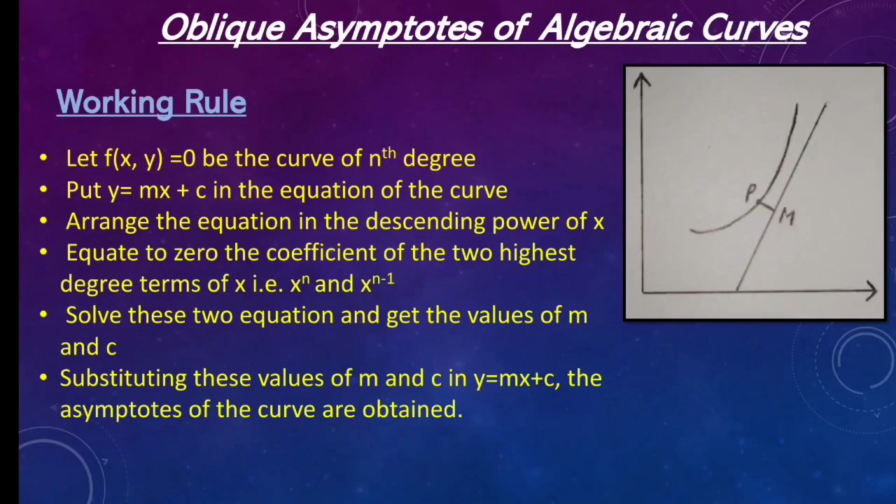Starting with the long method, here is the working rule for it. Let a function f of x, y is equal to 0 be given. Then in the equation of the curve, put y is equal to mx plus c and arrange the equation in descending power of x. Then the coefficients of the two highest degree terms of x, that is x^n and x^(n-1), are equated to 0. Solving these two equations, we'll get the values of m and c and then substitute them in the equation y is equal to mx plus c. This will give asymptotes of the curve. So we'll understand that method by taking an example.